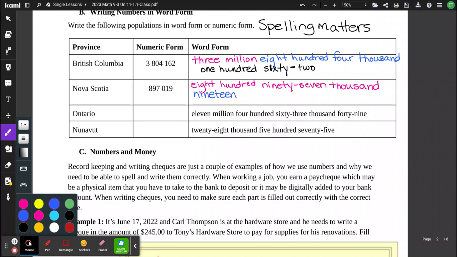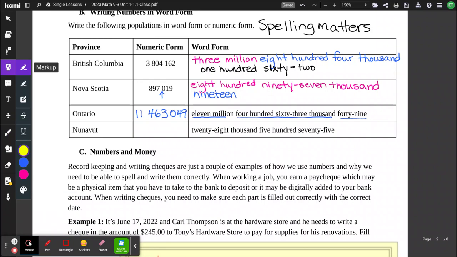Okay. In the next two sections, we have to write the digits for the words. So here we've got 11 million. So our first section is 11 million. 463,000 is the next. So 463,000. And then it says 49. So that's like this question where there's no hundreds. So it'd be 049.